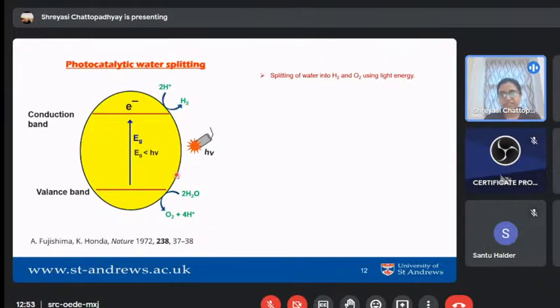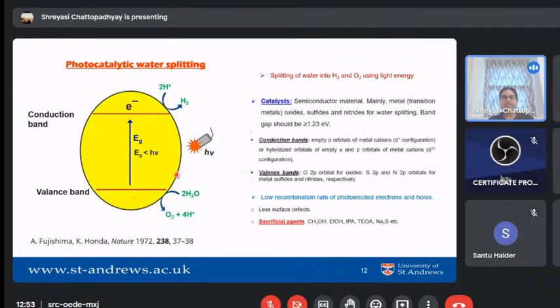Which kinds of materials are suitable for this kind of application? We need to choose some semiconductor materials, mainly transition metal oxides, sulfides, or nitrides, and they need proper alignment of the bands for this photocatalytic application. And sometimes for making hydrogen, we use a sacrificial agent like methanol, ethanol, or IPA to block the oxygen reaction and only produce hydrogen.